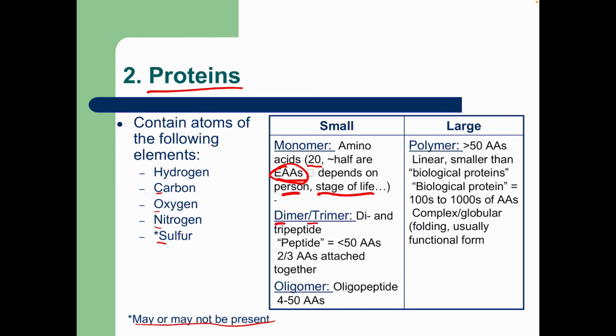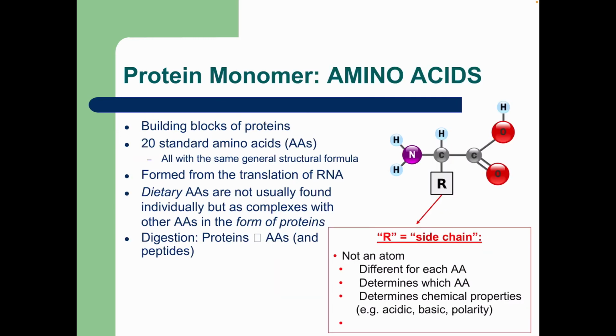Then we have our dimers and trimers, so di- and tripeptides. And then we have our peptides, which means less than 50 amino acids. A dimer and trimer would be 2 to 3 amino acids attached together, while an oligopeptide is 4 to 50 amino acids. Then, like carbohydrates, we have our polymers, which is greater than 50 amino acids. They can be linear and smaller biological proteins. But actual biological proteins usually have hundreds to thousands of amino acids and form complex globular structures and have folding, and are usually in their functional form in this polymer state.